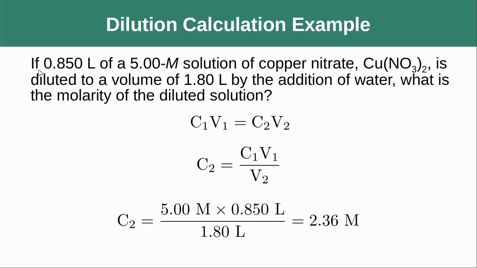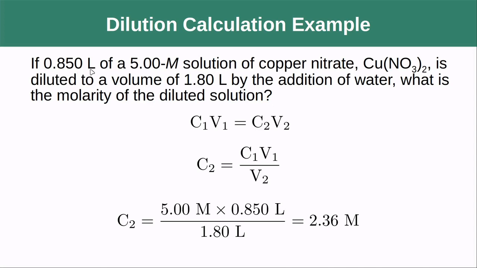So let's take a look at this. If 0.850 liters of 5 molar solution of copper nitrate, this stuff right here, is diluted to a volume of 1.8 liters by the addition of water, what is the molarity of the diluted solution? First thing I'm going to notice is that I was already given the concentration in molarity, so I don't have to make any adjustment to get molarity out. The concentration unit you put in is going to be the same as the concentration unit that you get out.